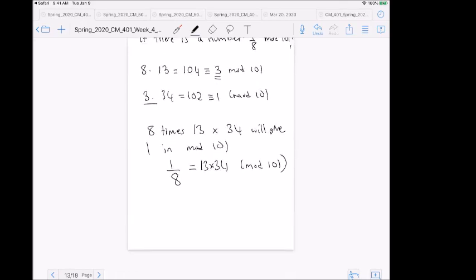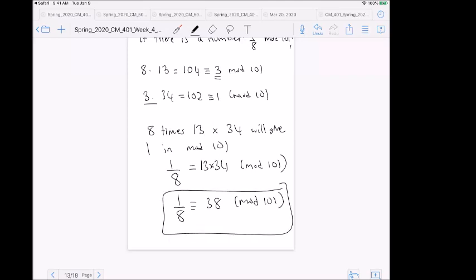And we can see that there are 3 34s in 1, right? So 12 34s are 4, 13 34s are 38, and so on. So we know that 1 over 8, what is 13 times 34? It is equal to 38 in mod 101. So there is a number, okay?